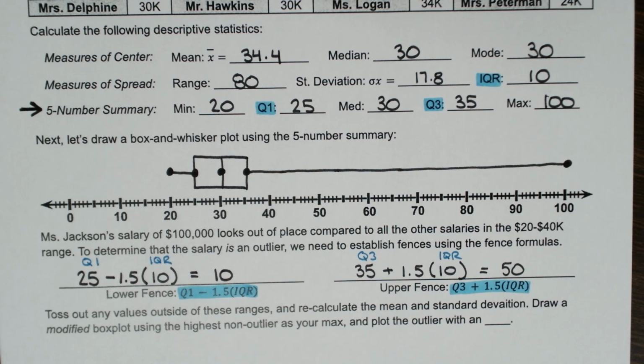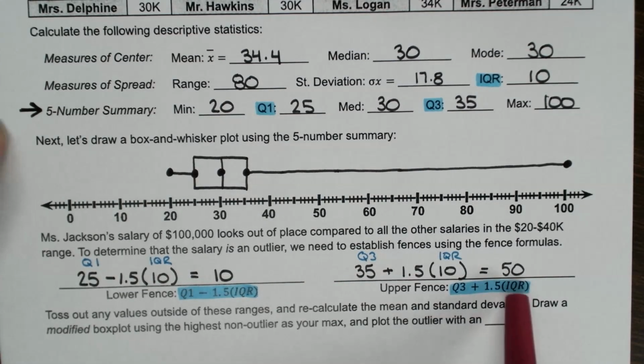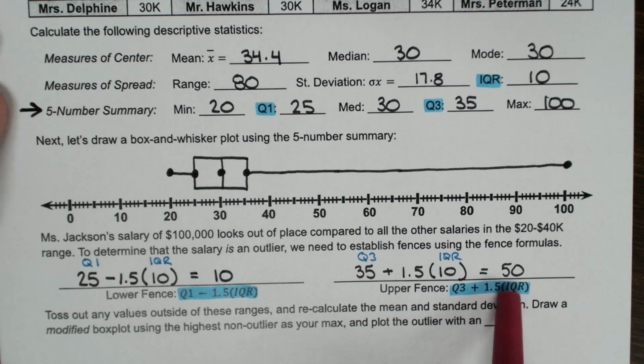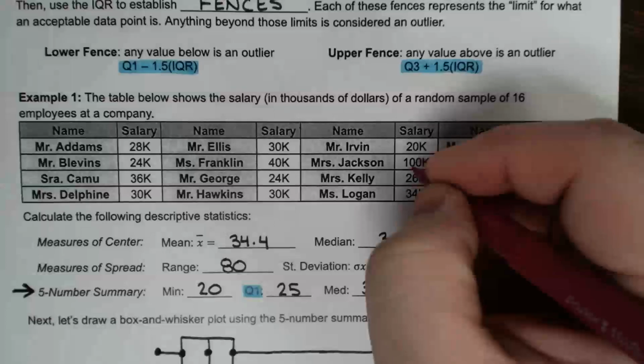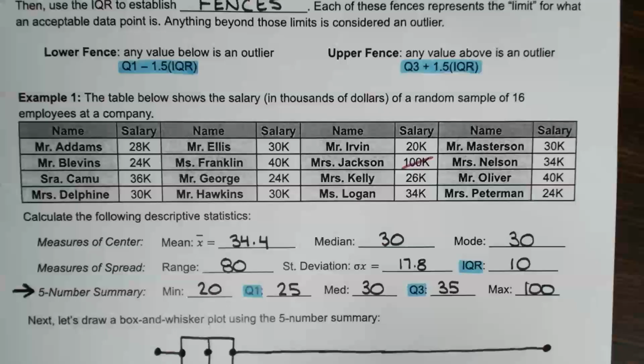Okay, do we have any outliers on the high end? The rule is anyone who makes more than $50,000 is considered an outlier. Yeah, Ms. Jackson is an outlier. So what we're going to do is cross out this $100,000. We're going to toss it from our data because it statistically is messing up our data, specifically these numeric summaries.